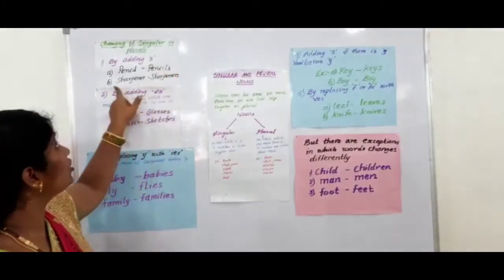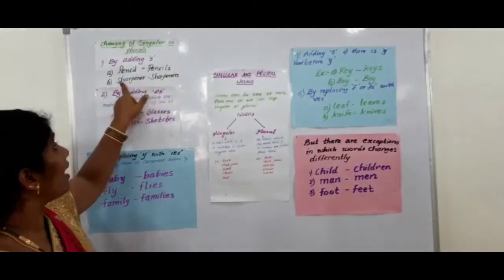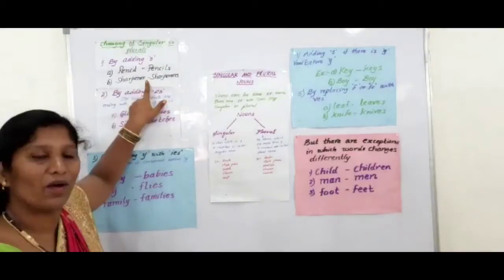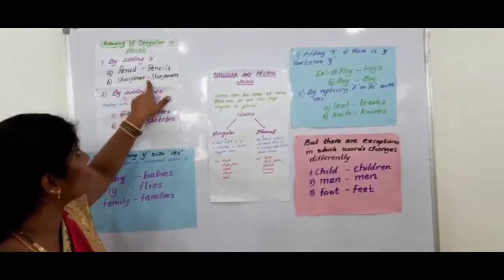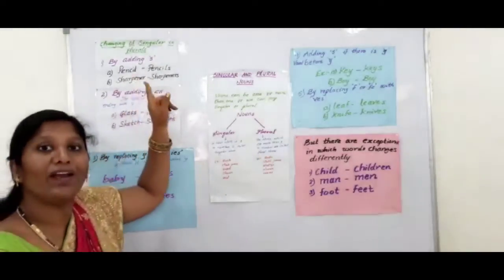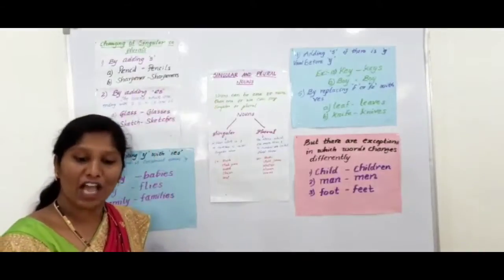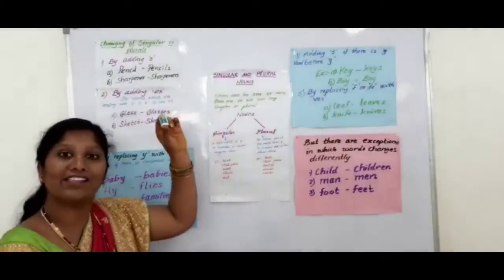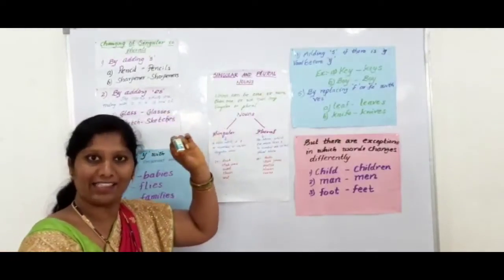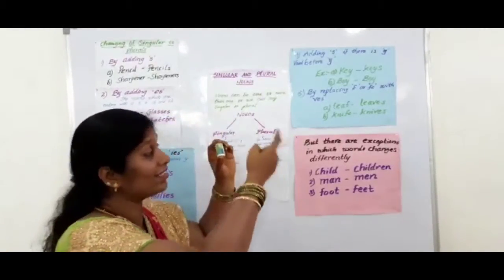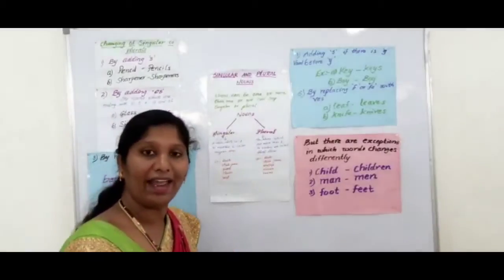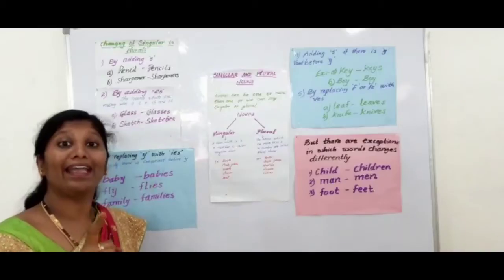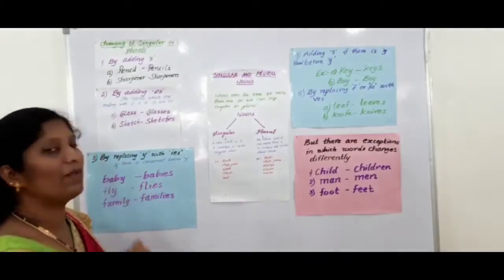Okay, next, sharpener. S-H-A-R-P-E-N-E-R, sharpener. If you add S at the end of this word, you'll get the plural form, that is sharpeners. In the same way, what is this, children? Eraser. E-R-A-S-E-R. If you add S at the end of this word, you'll get erasers. So the first rule is by adding S to the given word.